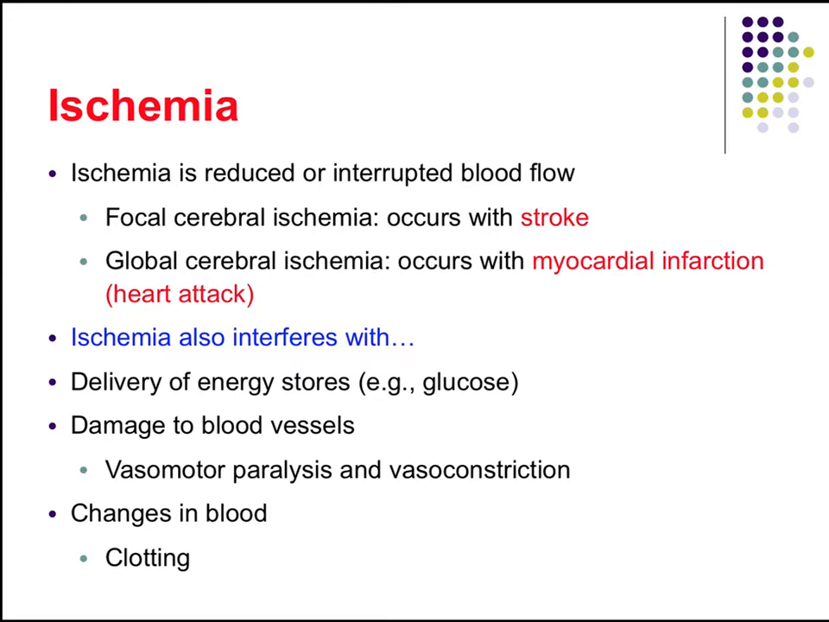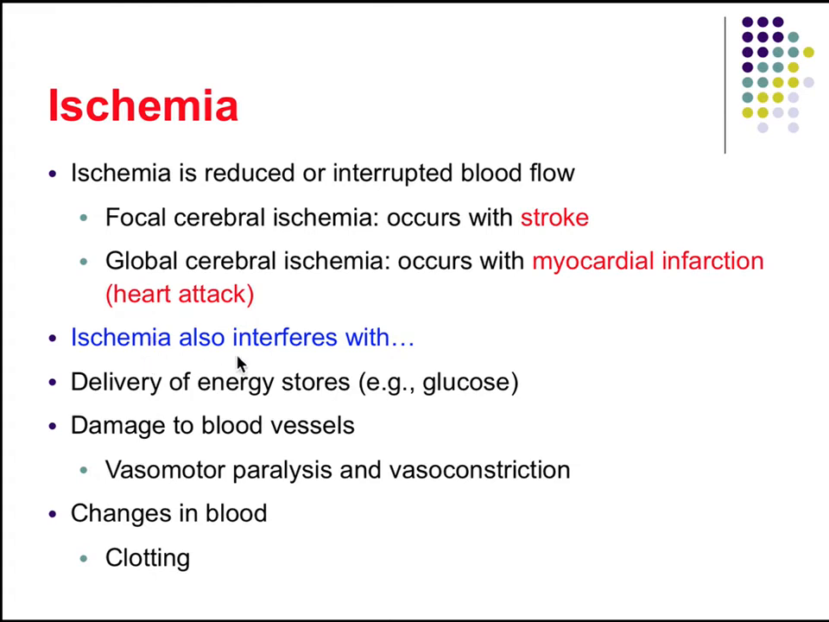So for our brain, we can have focal cerebral ischemia, which is in a focal part of a brain, so a specific area of the brain, and that occurs with a stroke. Or we can have a global cerebral ischemia. So global meaning the entire brain is impacted, and that will occur with a myocardial infarction or a heart attack, where your heart's not able to produce enough pressure to send blood to the brain.